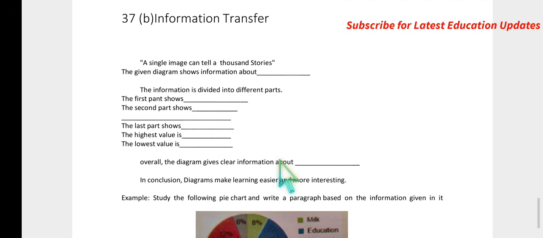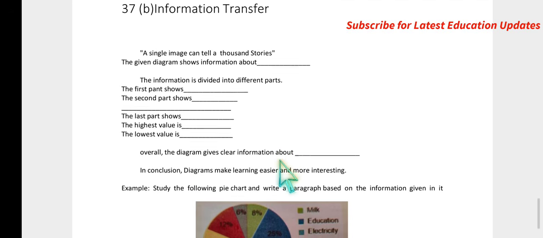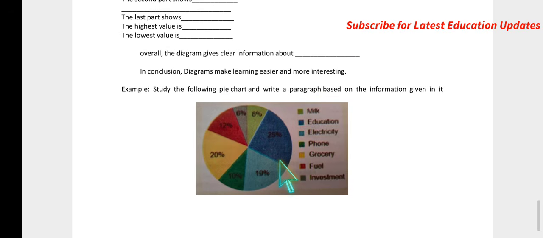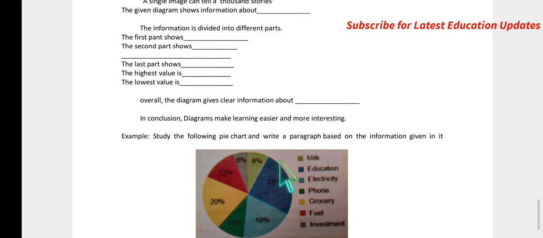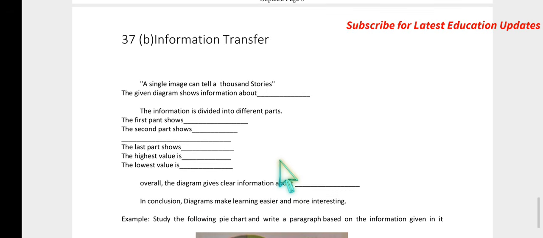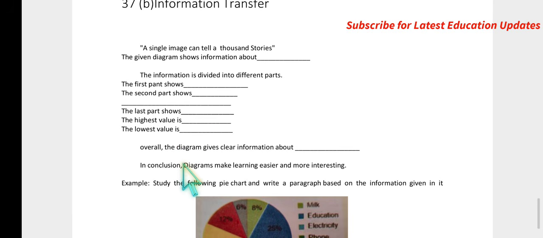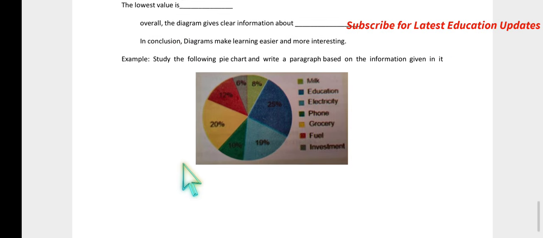A single image can tell 1,000 stories. The given diagram. So dear students, whatever pie chart or bar graph or tree diagram comes, write that the given bar graph, the given pie chart describes, illustrates, tells, represents, and follow these steps: the first part shows, the second one, the last part, the highest and the lowest. These are the important clue words that you can use for any kind of information transfer question.